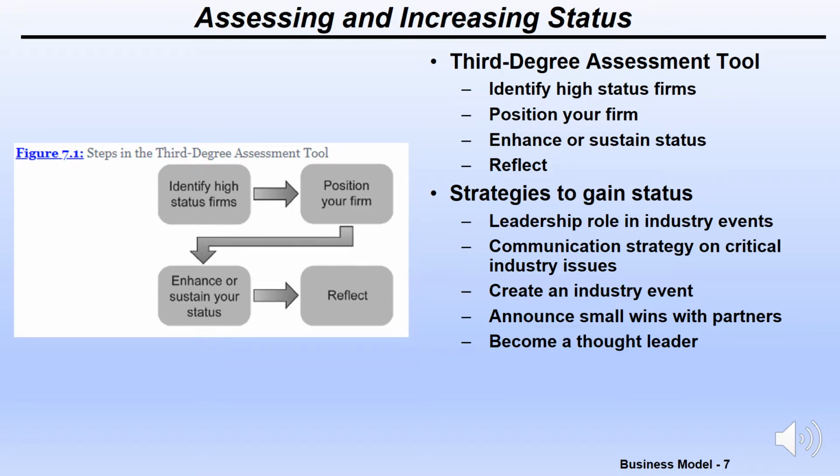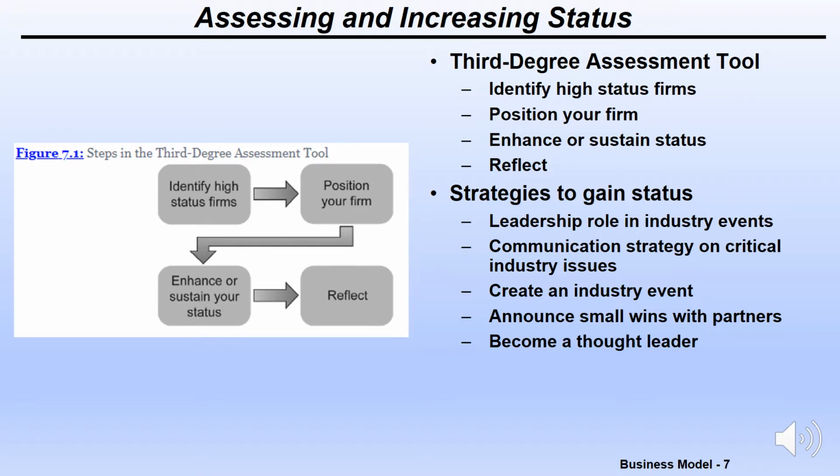And then announce small wins with your alliance partners. So if you've gotten an alliance, the book says everyone likes to put out, hey, we have this alliance. But if it then fails, then you've got egg on your face.